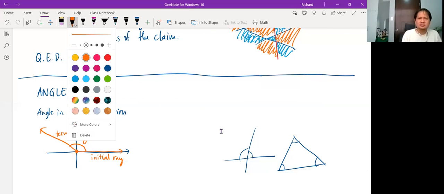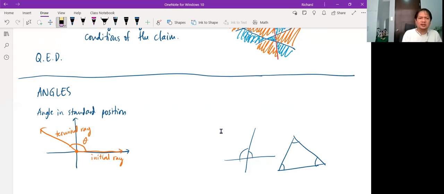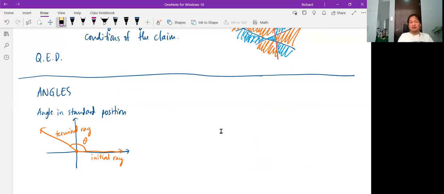So when the angle is drawn this way, angle theta, then we say that angle theta is drawn in standard position. The initial ray is always going to be drawn on the positive x-axis. The terminal ray can be drawn wherever it falls. It could be in the first, second, third, or fourth quadrants, or the terminal ray can be on any of the axes. It could be on the positive or negative x-axis, or on the positive or negative y-axis. Now, two angles are said to be coterminal if their terminal rays coincide.